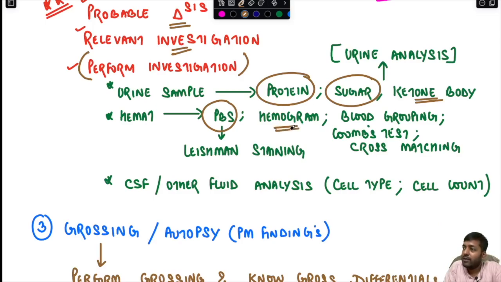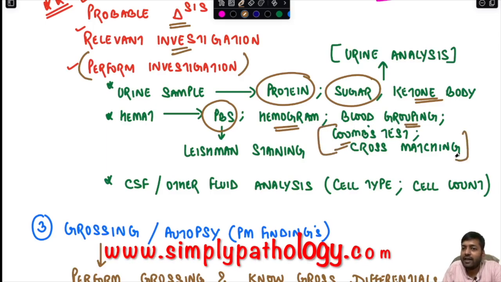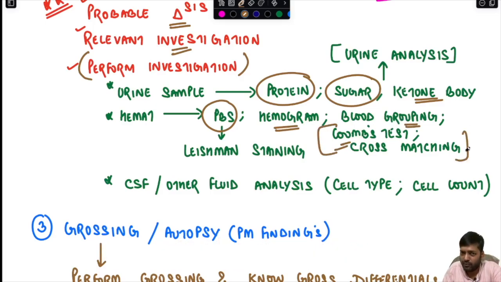Sometimes a hemogram will be given, with 3-part, 5-part, or 7-part strips, and you have to interpret them. Okay, then blood grouping you might have to perform. Coombs test sometimes. In rare cases you might be asked to perform a Coombs test or cross matching as well. Usually blood grouping is asked to perform.